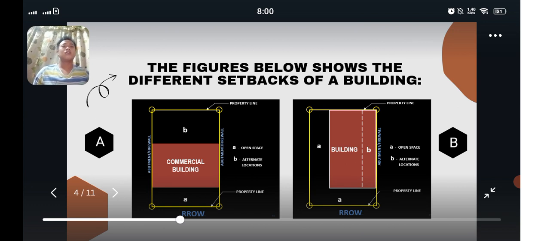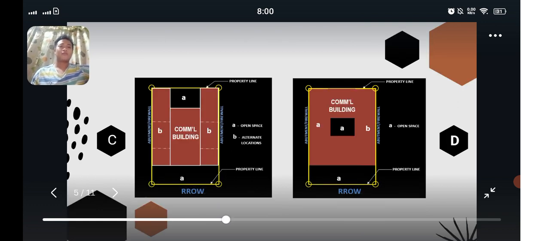Then the next one is the next picture, letter B. Since the setbacks are connected in this example, the natural air for ventilation will always come from the open area in front of the building. Then small commercial and residential buildings can both use the simple setbacks.